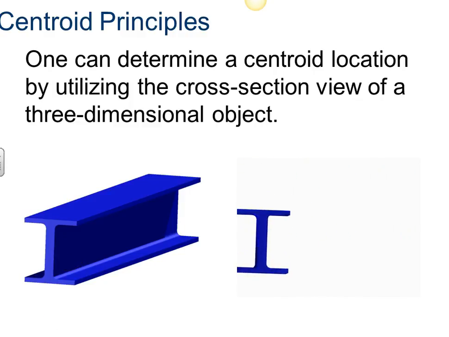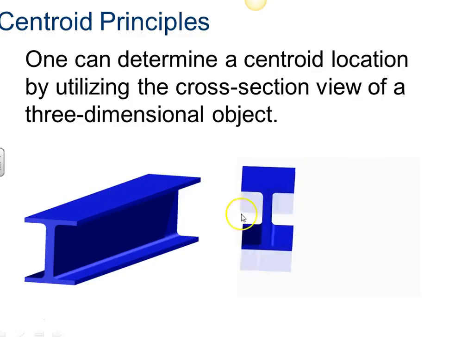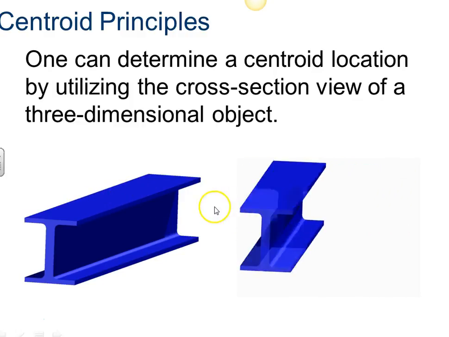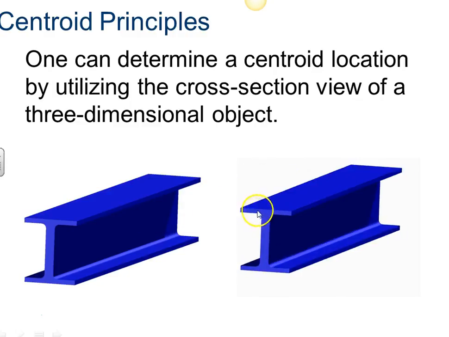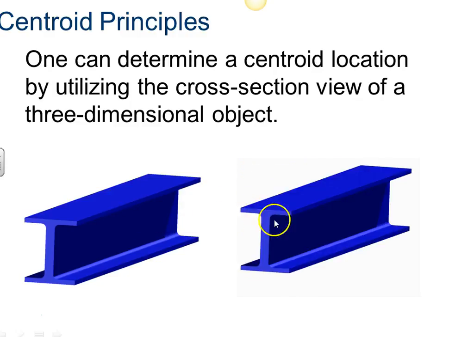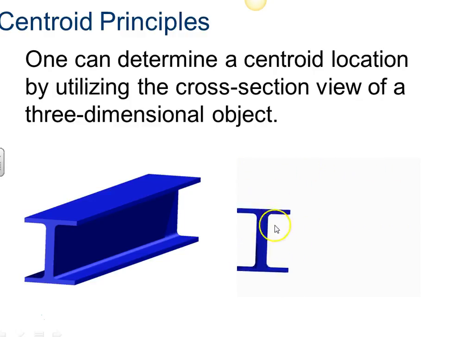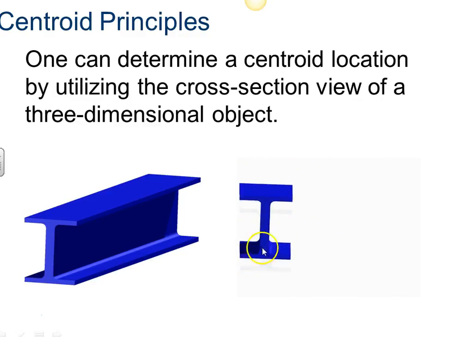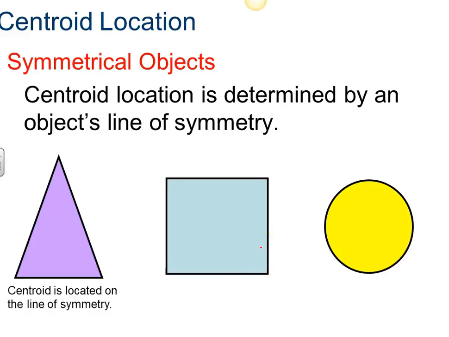So you can determine a centroid location by looking at a cross-section view of a three-dimensional object. So here we've got an I-beam. If we look at the cross-sectional view of the I-beam, you can see where it gets the name I. And we can actually analyze the centroid based upon that shape, looking at it basically into the end of it. For symmetrical objects, you have to again think, if we're looking into the end of an object, centroid location is determined by the object's line of symmetry. So if we look at something that has a triangular shape, its line of symmetry is going to be straight down the center.